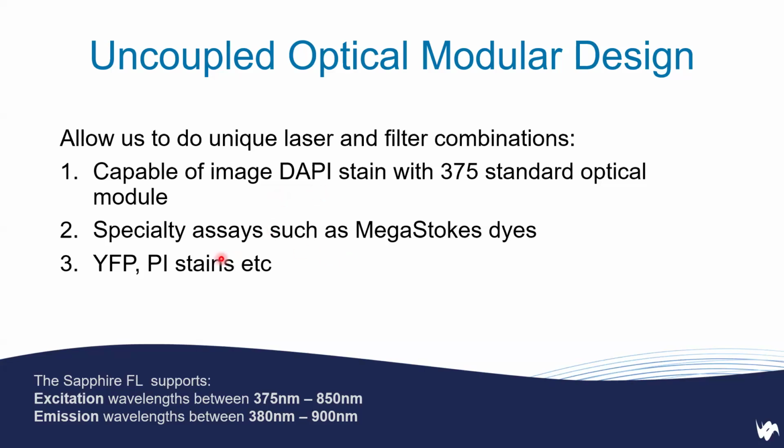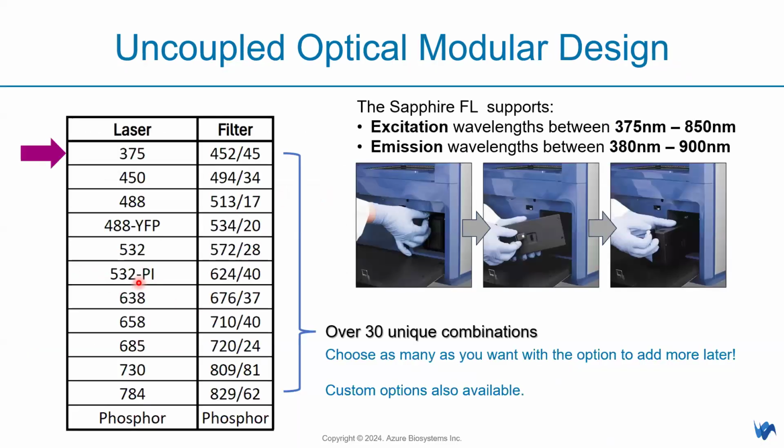And then secondly, this uncoupled optical design allows us to image special dyes such as MegaStokes dyes and also some other dyes that do not fall into our generic RGB or near infrared combination, which is yellow fluorescent protein, PI, and mCherry, and so on and so forth. Okay, so let's look at the first one. This is the list of standard optical modules, which means that we have a laser and filter paired together when you order it. Okay, so these filters, as you can see, not only this, there are more.